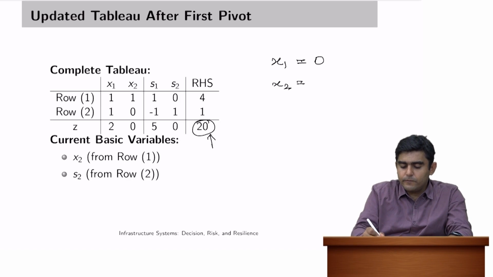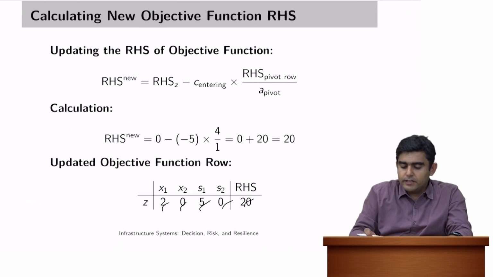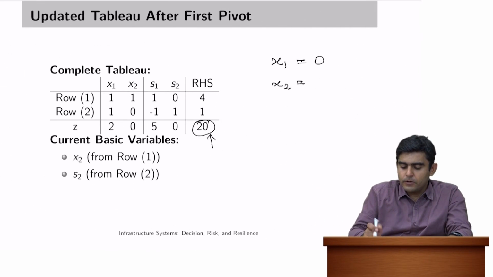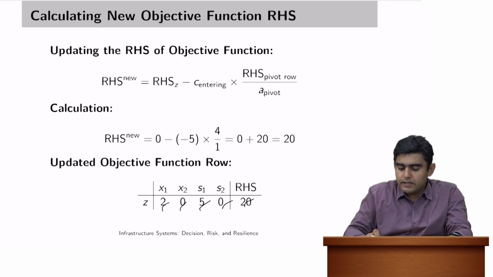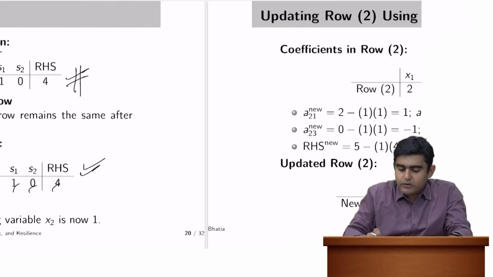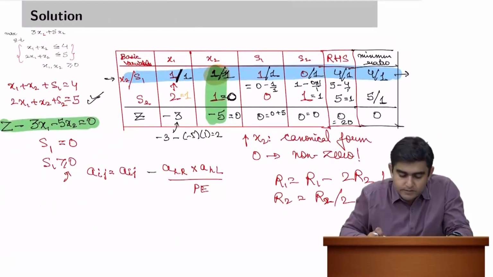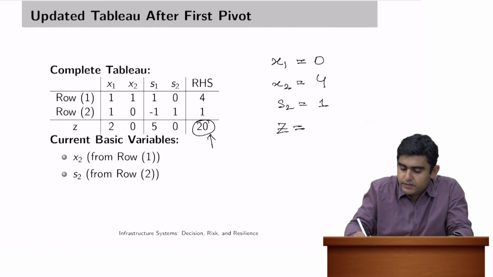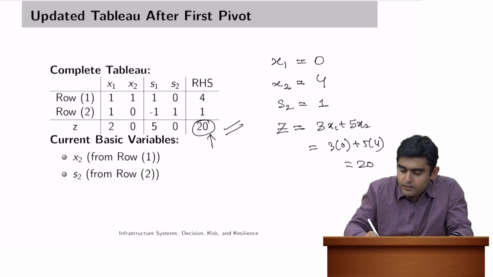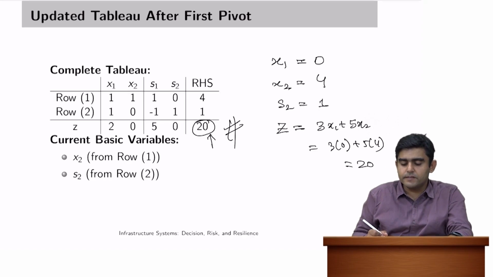We get the value of x2 directly as 4 from this particular column. We get the value of slack S2 equal to 1, and the value of Z, as per our original question, was 3x1 plus 5x2. So 3x1 plus 5x2 comes out to be 3 times 0 plus 5 times 4, which is equal to 20, which indeed is the value that our tableau is giving.